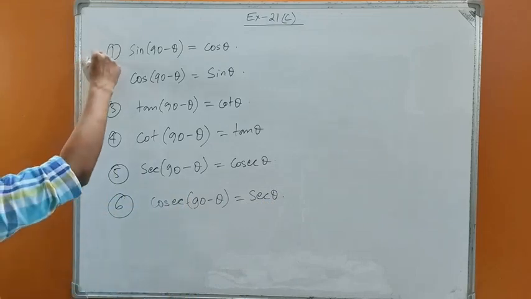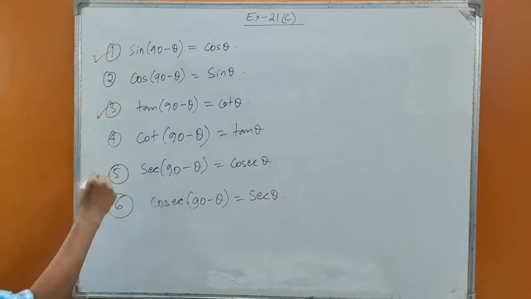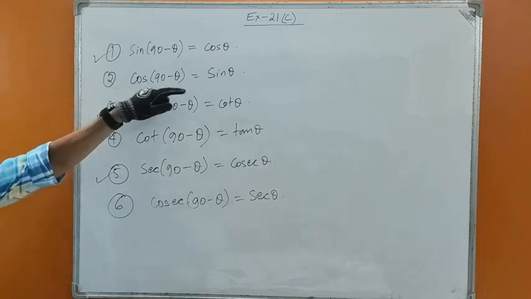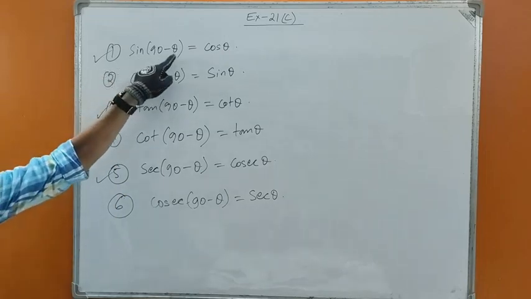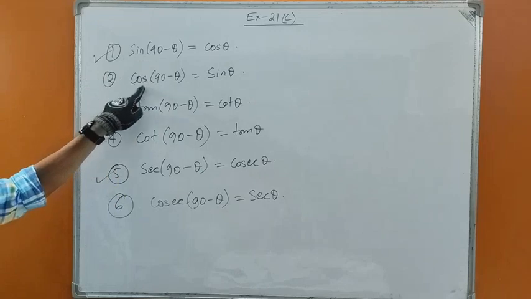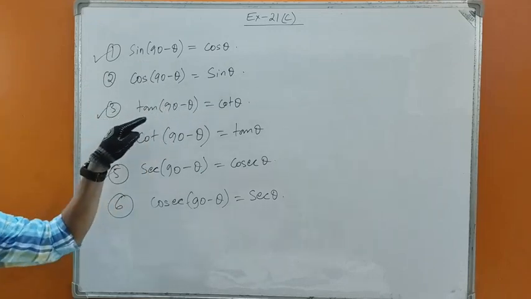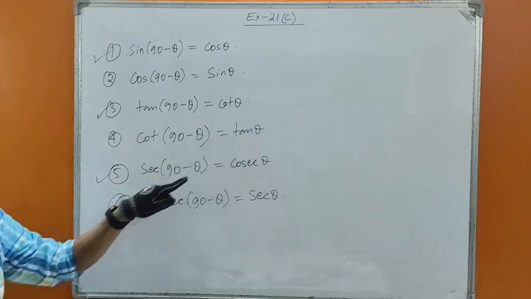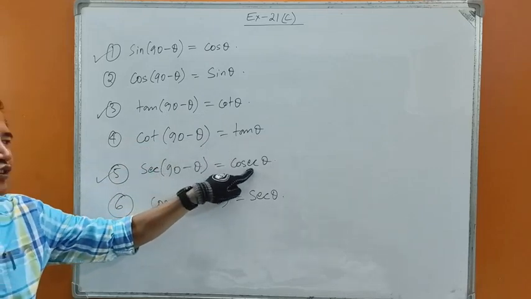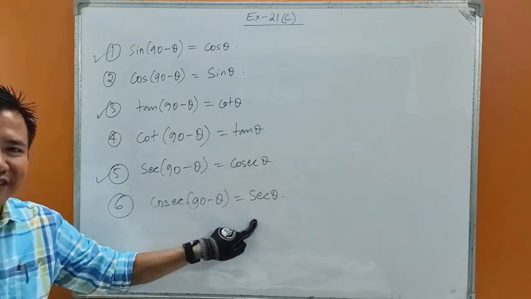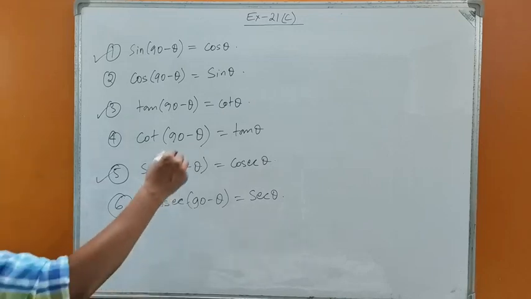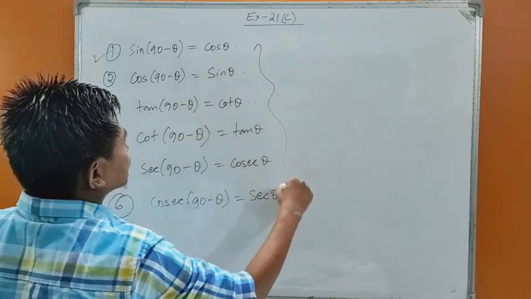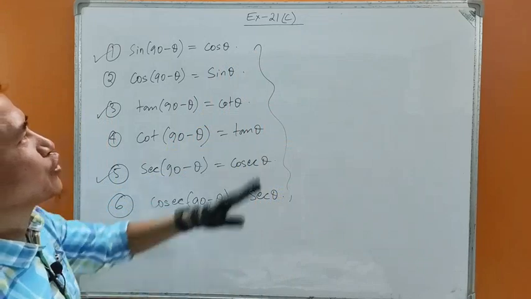So if you remember these three, the other three will come automatically. Sine 90 minus theta equals cos theta, then cos 90 minus theta is sine theta. If tan 90 minus theta is cot theta, then cot 90 minus theta is tan theta. If sec 90 minus theta is cosec theta, then cosec 90 minus theta equals sec theta. These are the formulas that will be required to solve the questions from exercise 21C.